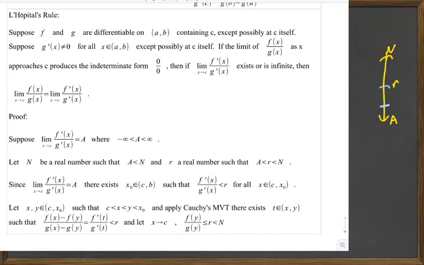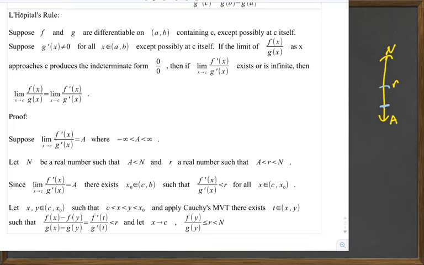Let x and y be elements of (c, x naught), such that c is less than x, x is less than y, and y is less than x naught. Now the Cauchy mean value theorem applies to this interval (x, y), and so there exists a t in (x, y) such that (f of x minus f of y) over (g of x minus g of y) is equal to f prime of t over g prime of t. Now, if we let x go to 0, we know that both f of x and g of x are going to go to 0, so you're going to have negative f of y over negative g of y, or just f of y over g of y.